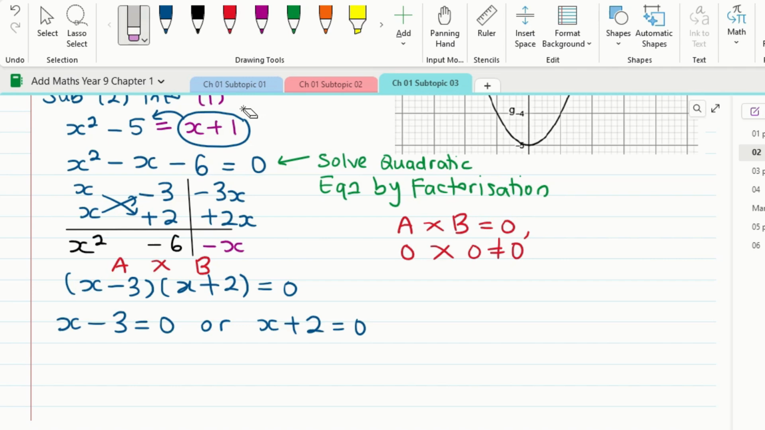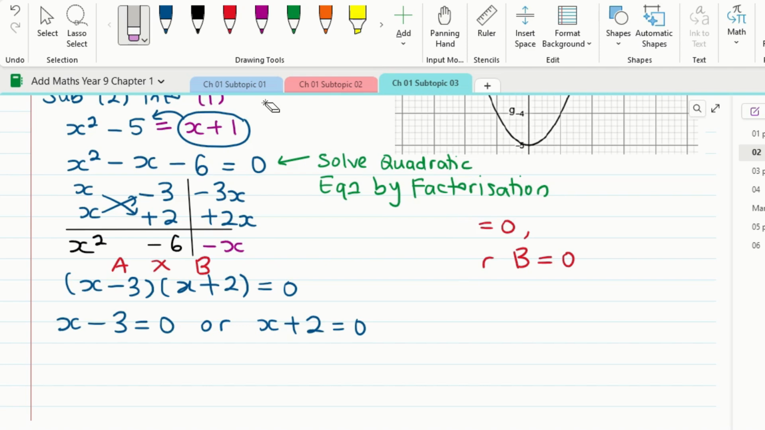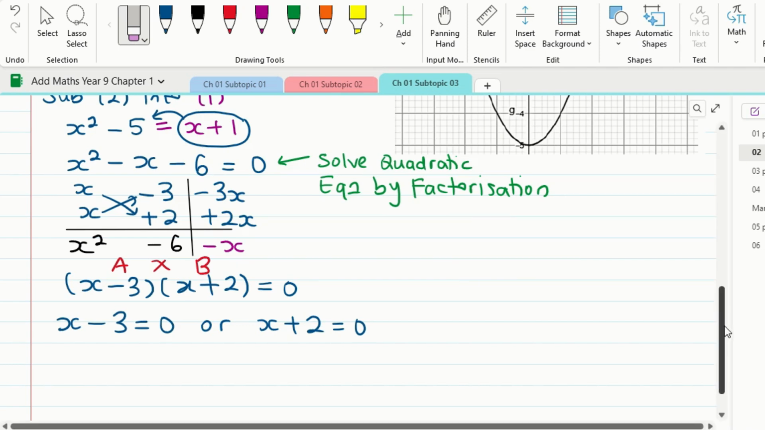Yeah, this is a concept for maths. 0 times 0 is not 0. But then here, either A is 0 or B is 0. So that's what I'm trying to do here, which means you have two different values. Because say if A is 0, then B is not 0, or if B is 0, then A is not 0. So that's briefly the concept of getting two solutions here.